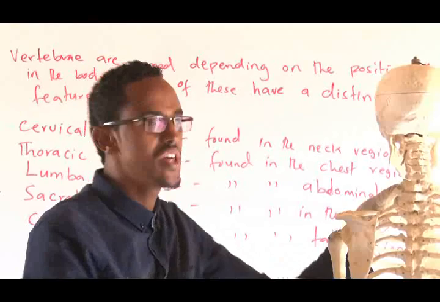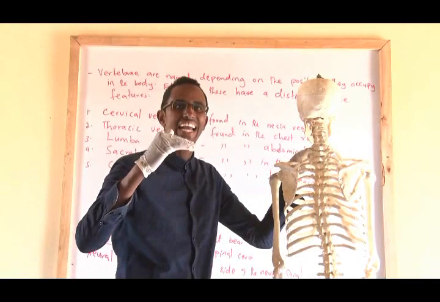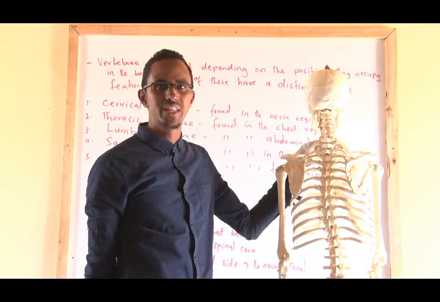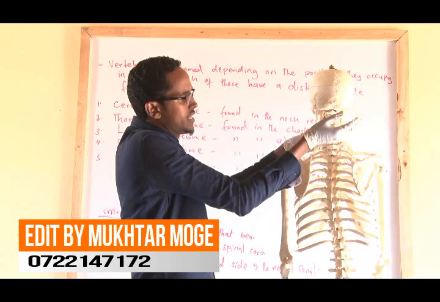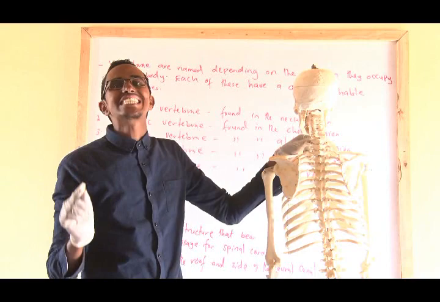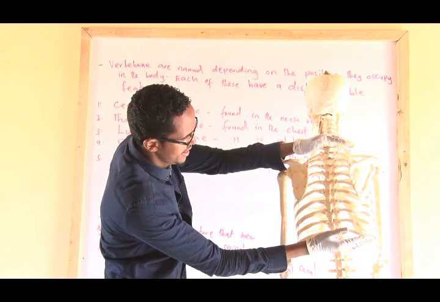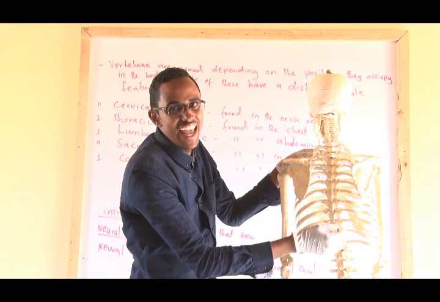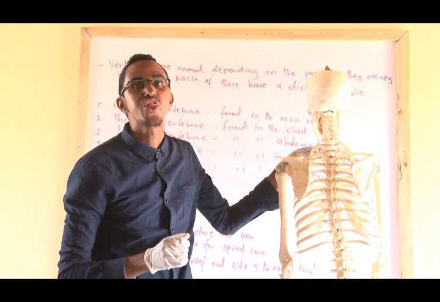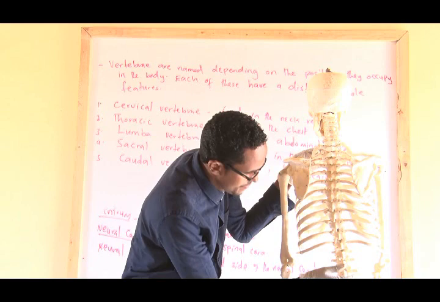To conclude, the bones of the vertebral column are classified or named depending on the position a vertebra occupies within the body. For example, those vertebrae that are found in the neck region are what we are calling the cervical vertebrae. Those that are around the chest, they are 12 in number. These vertebrae found in the chest region are what we are calling the thoracic vertebrae. Then those that are found around the abdominal region are what we are calling lumbar vertebrae.